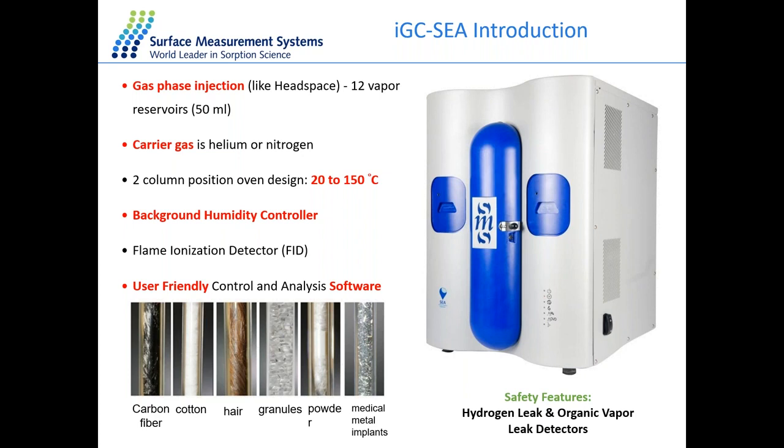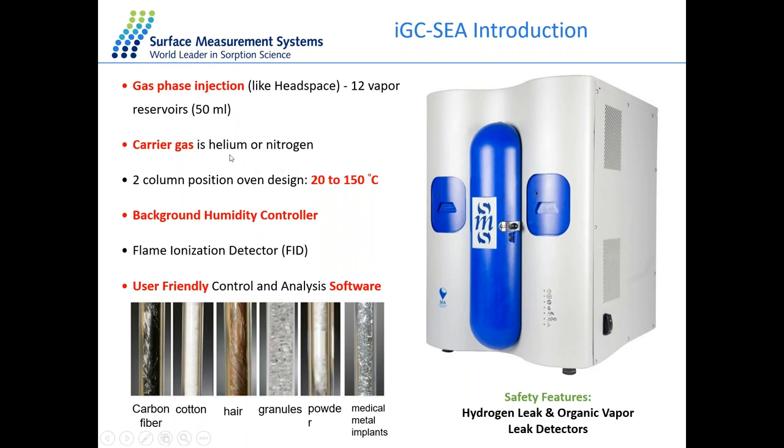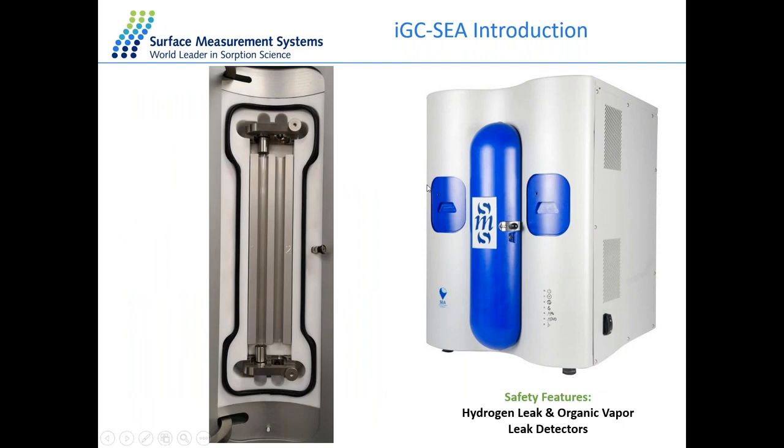And here's the example with our instrument. So we have 12 solvents in total inside the reservoir here, which are injected directly from the gas phase. So it's more accurate to control the very small concentration of the vapor inside the injection. The carrier gas for the system could be helium or nitrogen. And the blue door in the front is our column oven with a temperature range from 20 to 150. And we have 2 positions that allow you to put 2 samples at the same time, and you can run the method in sequence.